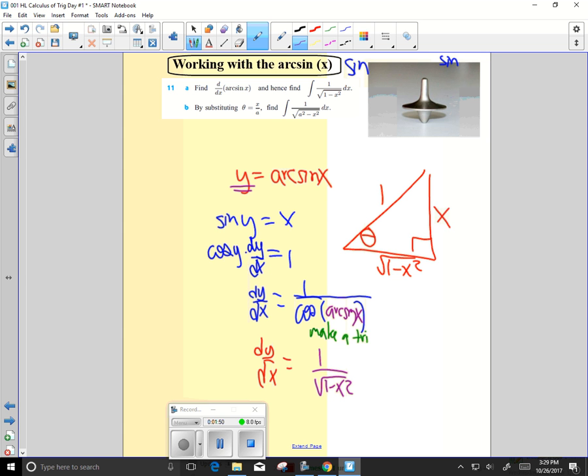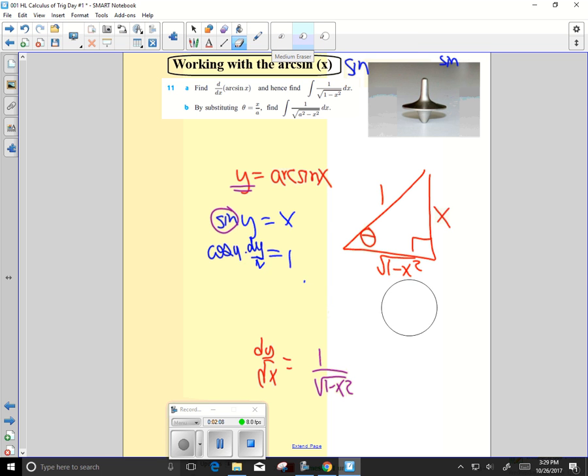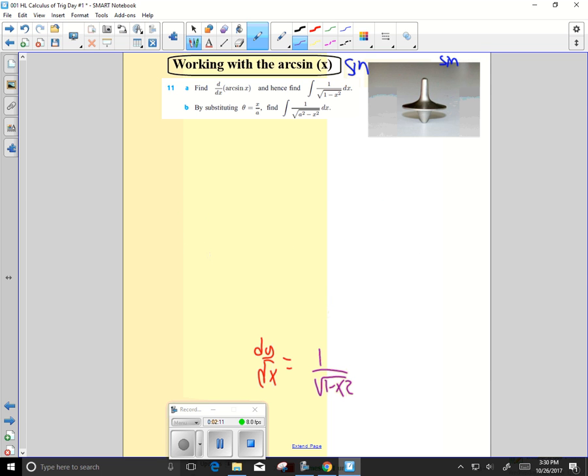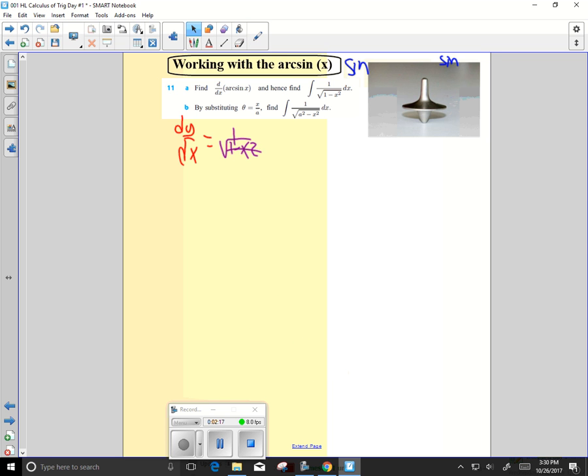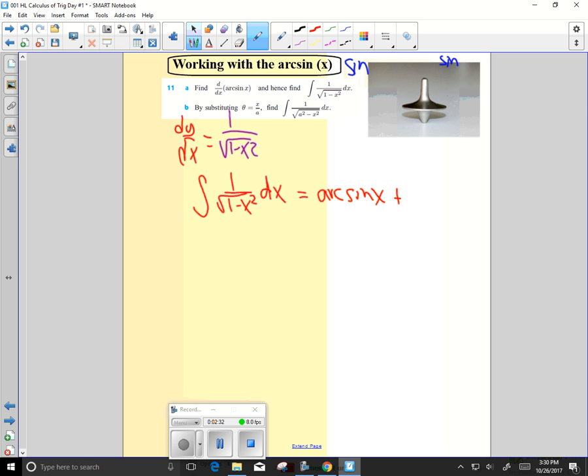And if you do arc cosine, all that happens is when this is changed from a sine to a cosine, you're going to get a negative here. Everything is going to be the same, except it's going to be negative 1 over the square root of 1 minus x squared. So with this in mind, you can say then the antiderivative of 1 over the square root of 1 minus x squared is going to be equal to the arc sine of x plus c.